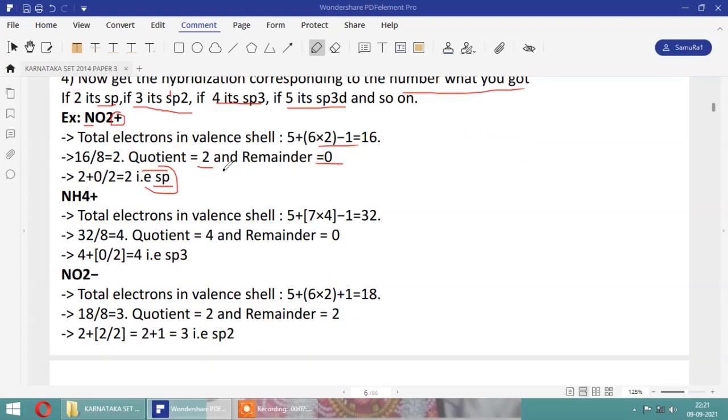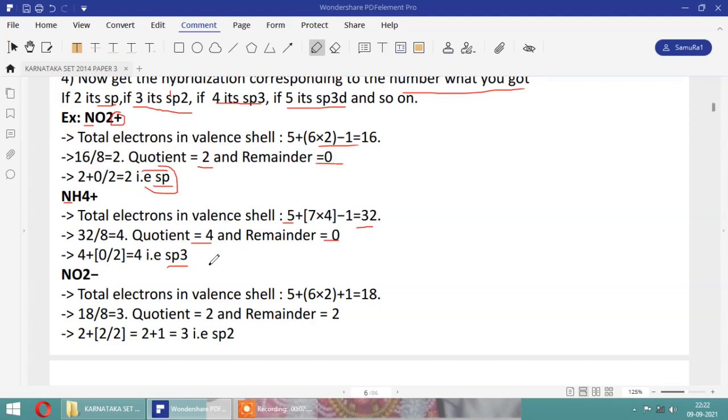sp hybridization. Next, NH4 plus. In NH4 plus, total valence electrons you count it. For nitrogen it is 5, and for hydrogen, so totally you will get quotient 4 and a remainder 0. You will get sp3 hybridization in NH4 plus.